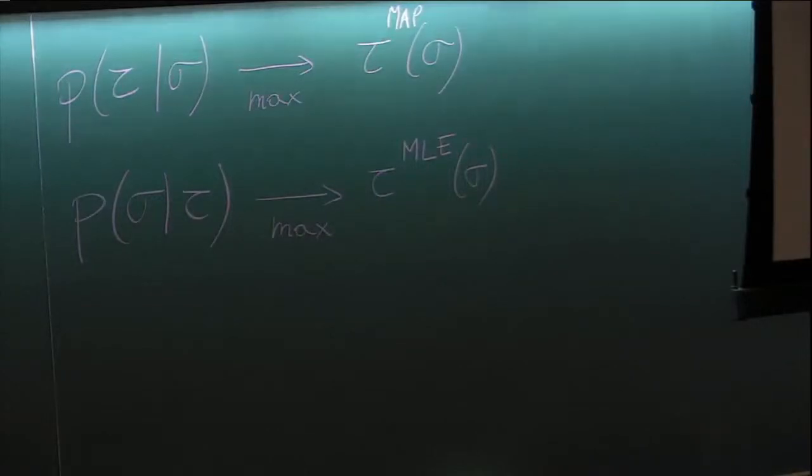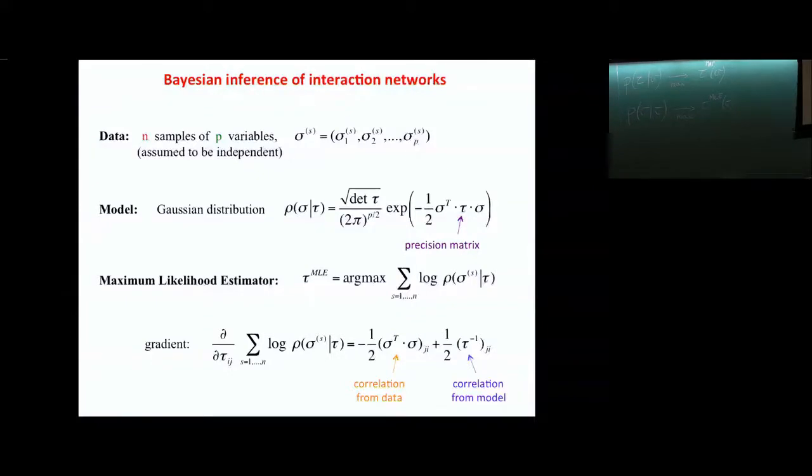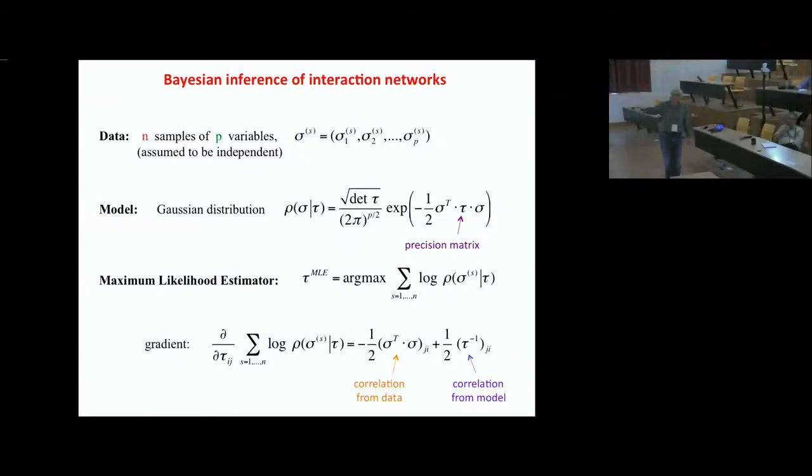So let me do a maximum likelihood estimation here of my precision matrix. I take the density of probability of the observation. I'm assuming they are all independent. So the probability of my observation is just a product over all the samples s of rho of sigma of s given tau. And I want to maximize this over tau. But I can maximize its log, it's the same thing. So what I want to maximize is the sum over all samples of the log of rho of sigma of s given tau. And the maximum likelihood estimator will be the argmax of this.